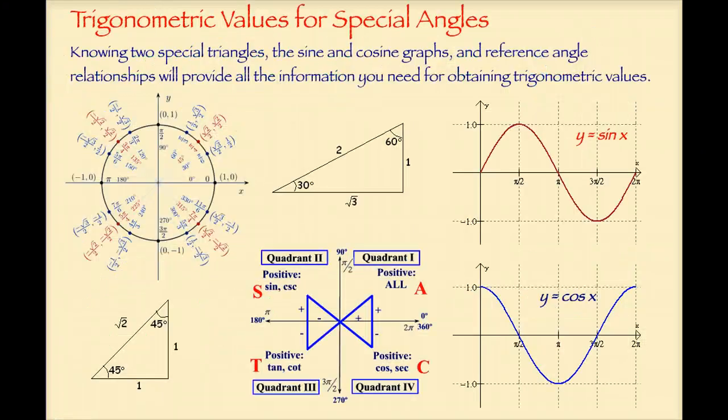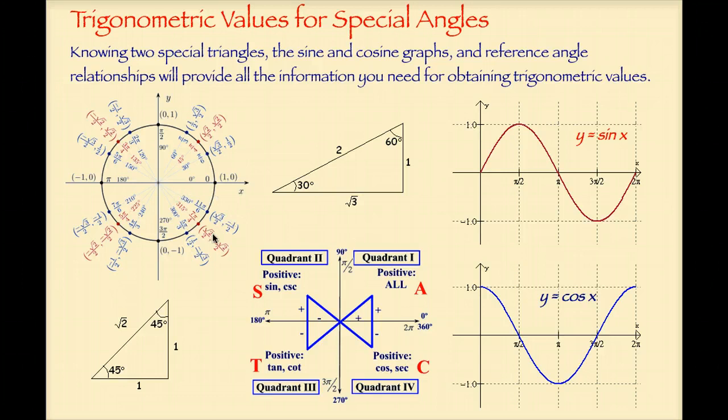Here we find a plethora of information to assist us in finding trigonometric values for special angles. Special angles like 30, 60, 45, any multiples of those, 0, 90, 180, 270, etc. The ones that we deal with most frequently. Knowing 2 special triangles, the sine and cosine graphs, and reference angle relationships will provide all the information you need for obtaining trigonometric values. Now notice I also have the unit circle listed here.